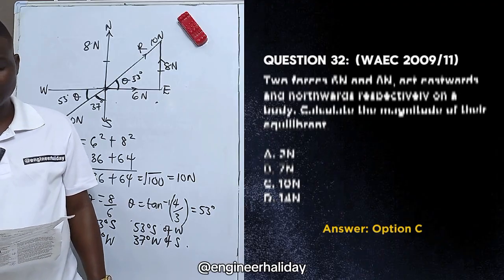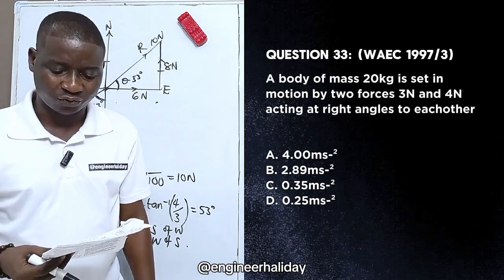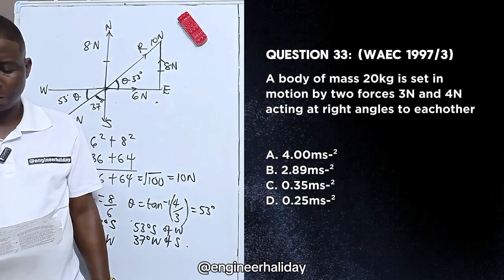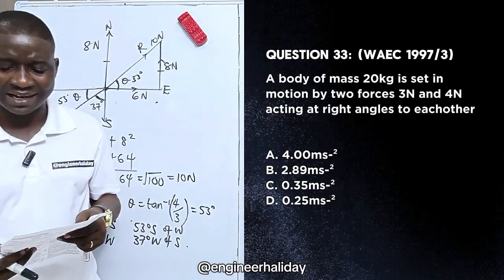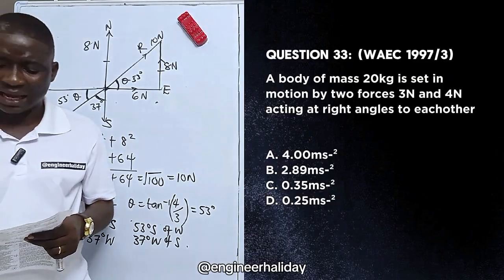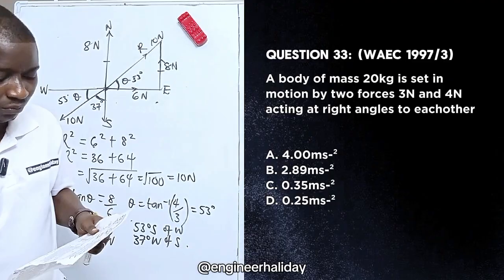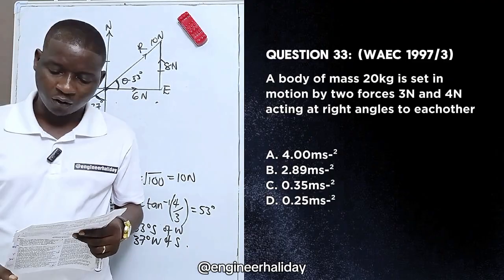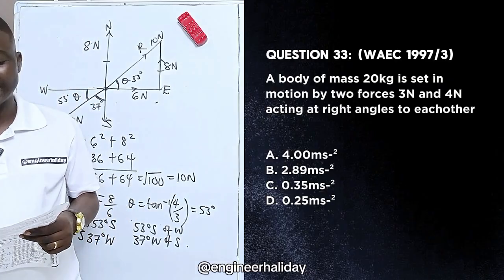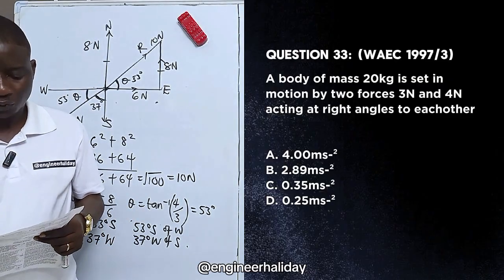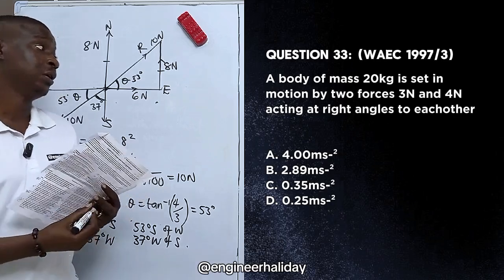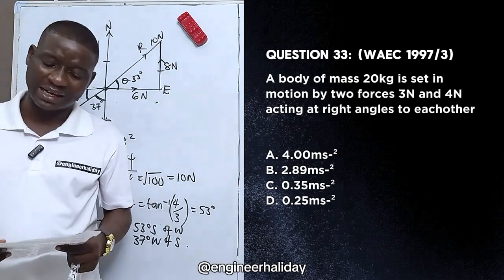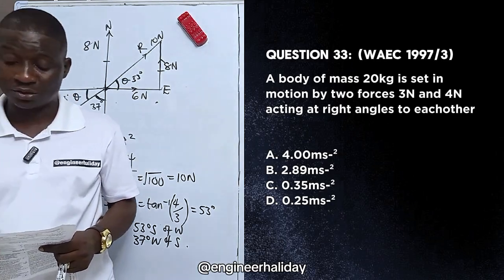Let's go to number 33. It says a body of mass 20 kg is set in motion by two forces, 3 Newton and 4 Newton, acting at right angle to each other. Determine the magnitude of the acceleration. So I want you to try this question. Very easy. Try it and send your answer to the comment section.